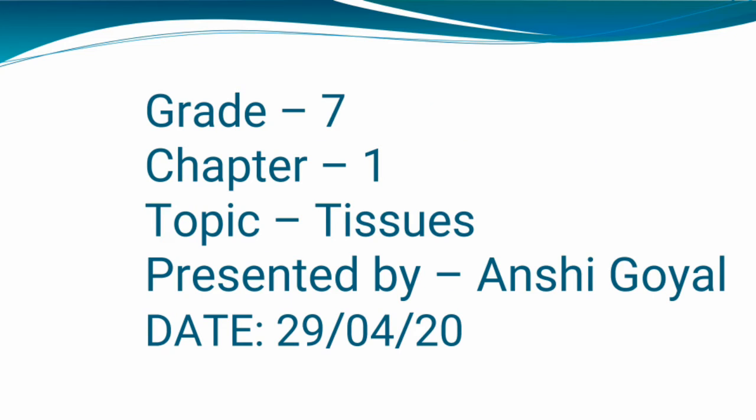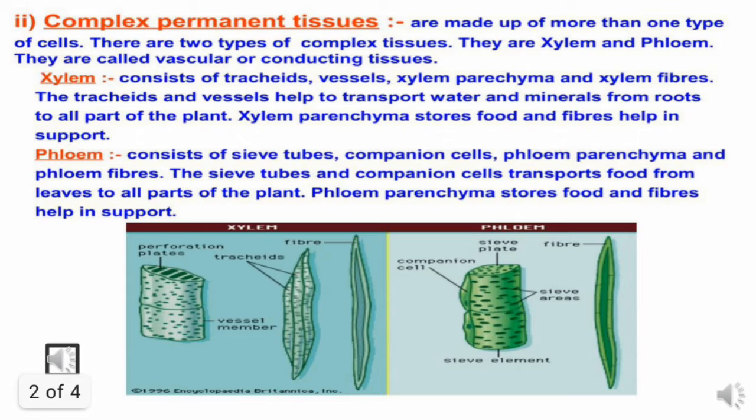Good morning, students. Earlier we discussed the permanent fundamental tissues, that is, simple permanent tissues. Now we will discuss the complex permanent tissues. They are made up of more than one type of cell. There are two types of complex tissues: xylem and phloem. They are called vascular or conducting tissues. Now first we will talk about xylem.